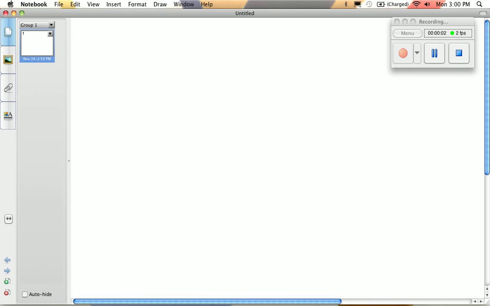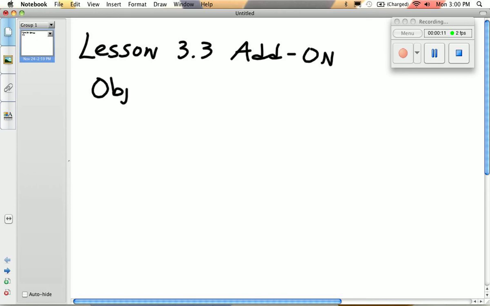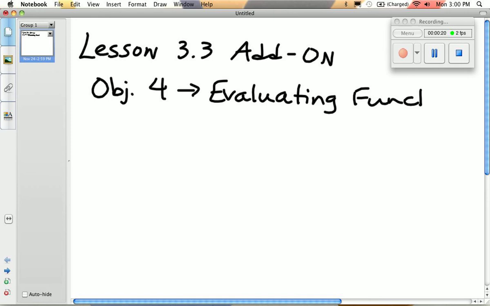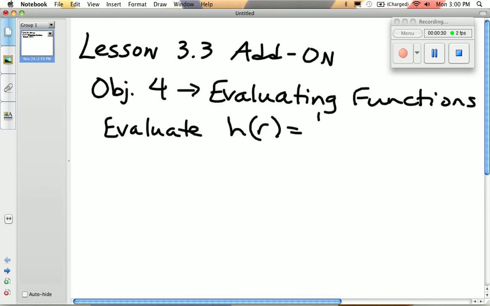Okay, so we're doing our lesson 3.3 add-on. And we're working on objective 4, which is evaluating functions. And we are going to evaluate h of r equals 1/3 r plus 2. There's our function we're going to be evaluating.